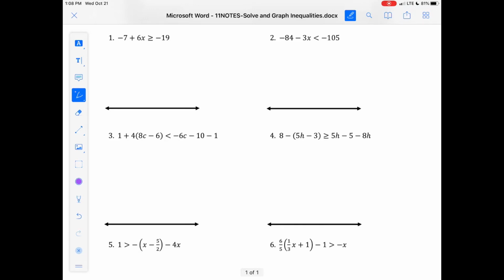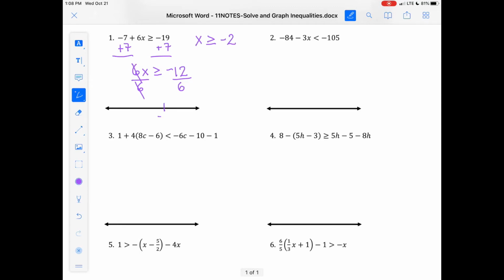So let's look at question 1. We want to get that x by itself. So our first step would be, let's move that 7. So we're adding 7 to both sides. And when I do that, we have 6x is greater than or equal to -12. I want to get x alone. So now I'm dividing both sides by 6, +6. So that inequality stays put. That leaves me with x is greater than or equal to, and -12 over 6 simplifies to -2.